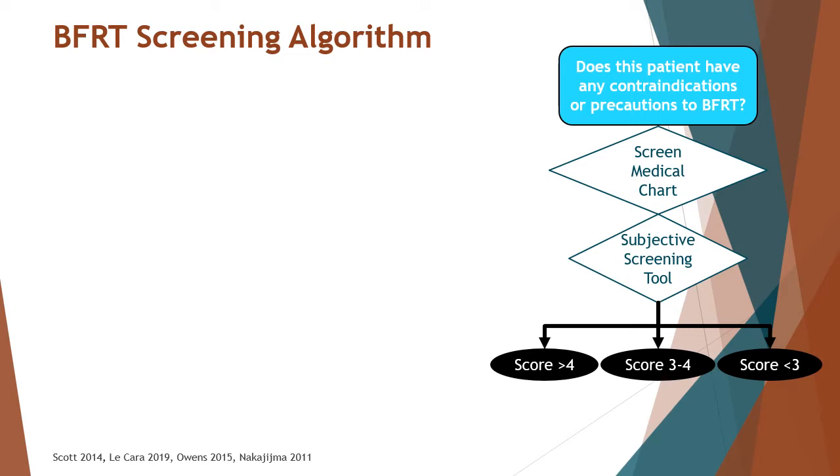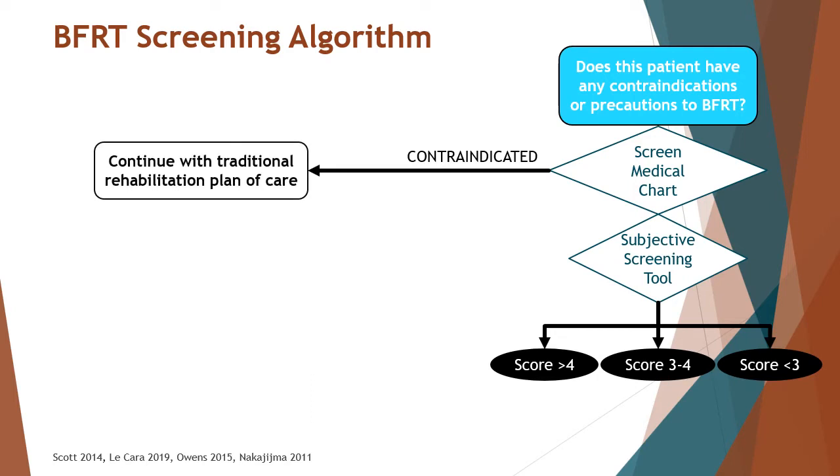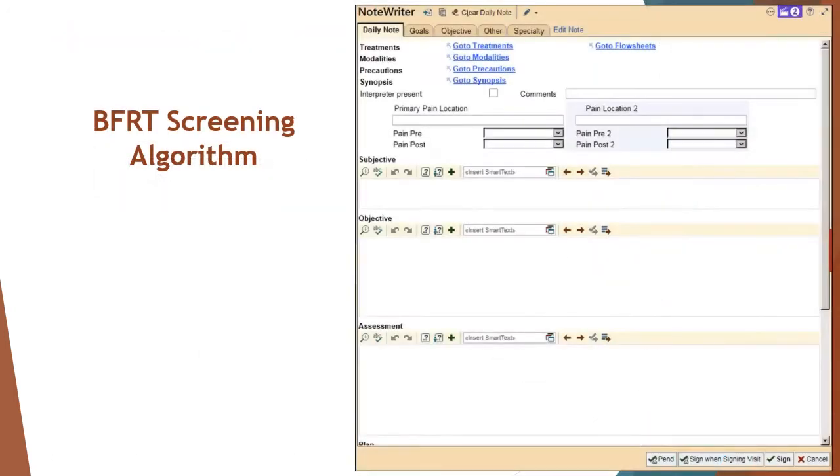So I'd like to show you a proposed workflow on how you can easily and succinctly do this within the clinic. If the medical chart demonstrates contraindications, then you would continue with the traditional rehab. If they score a 4 or higher, then you would also continue with traditional. So here's the proposed workflow in the EPIC system of how you can succinctly do this within a 5-minute time frame.